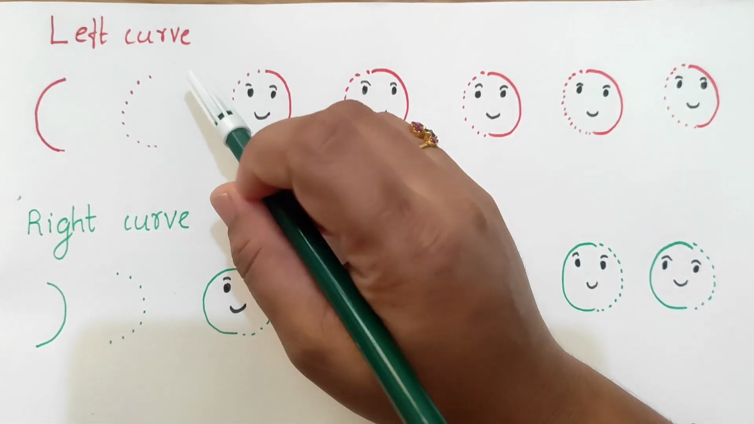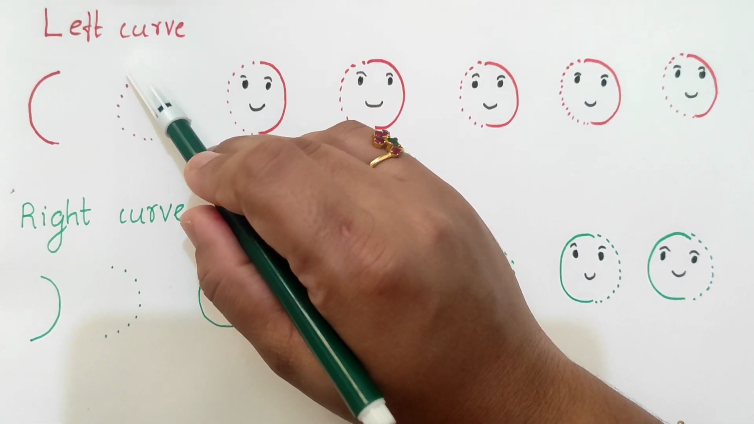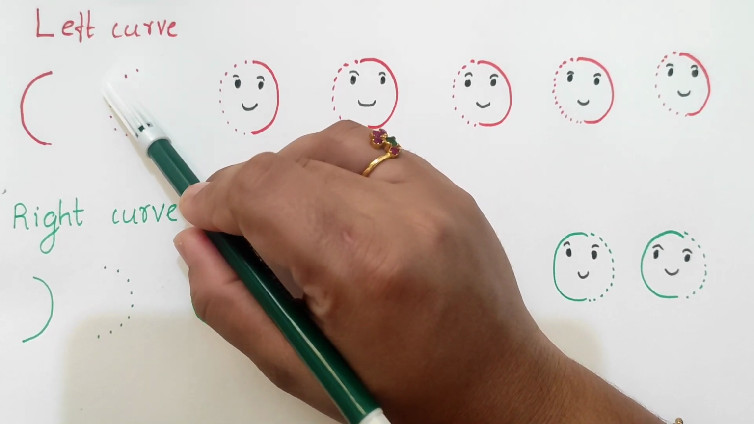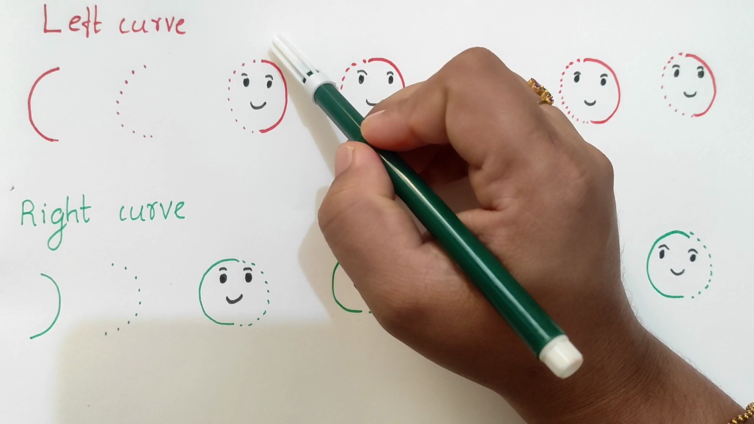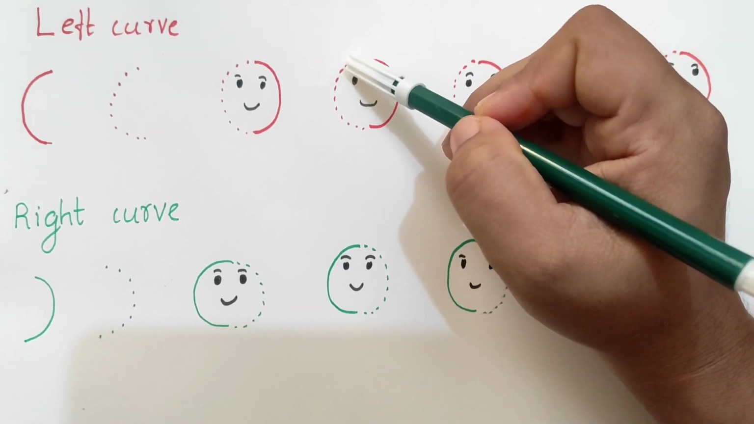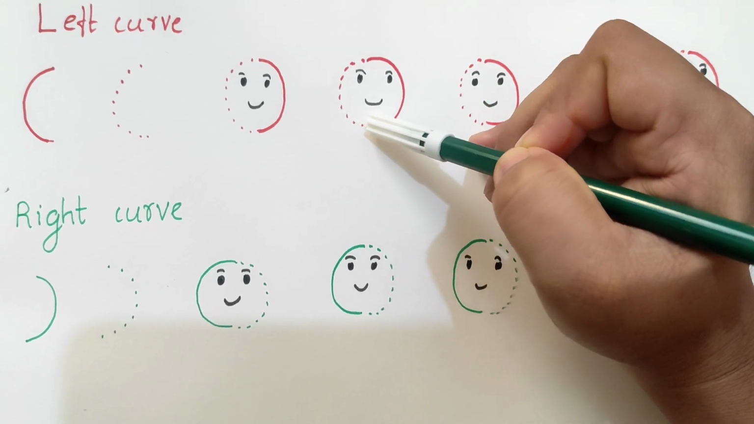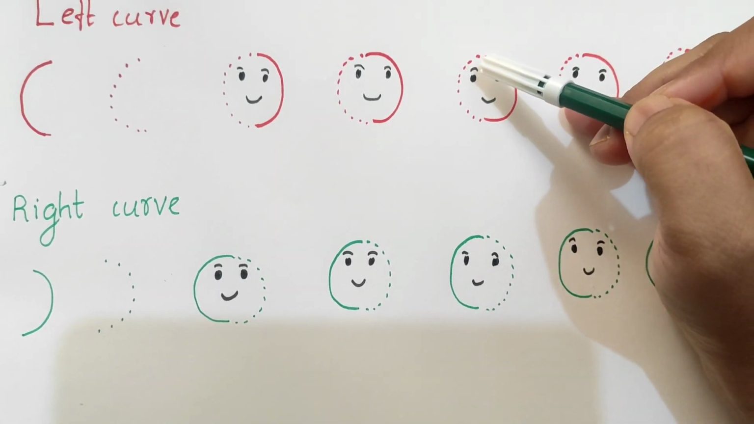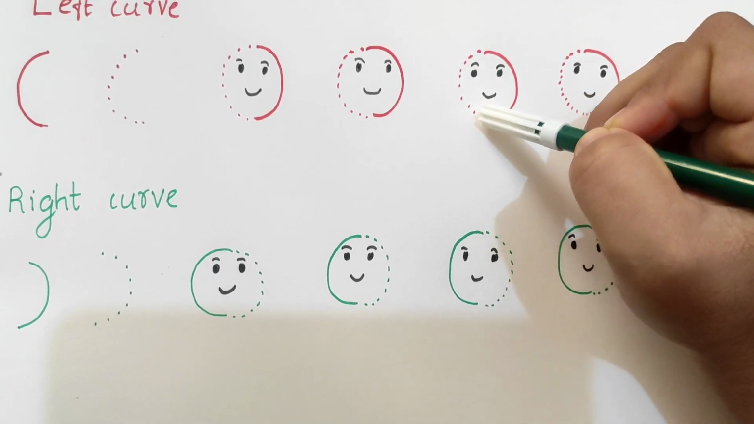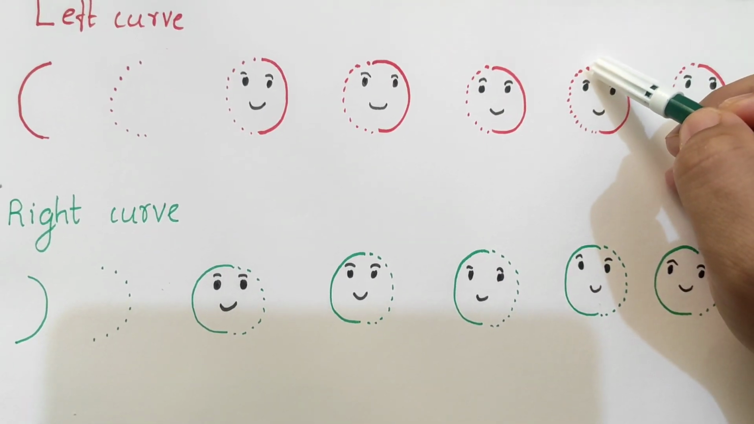Next is the left curve. The left curve goes from the left side.